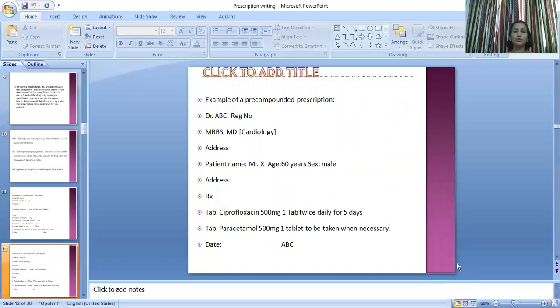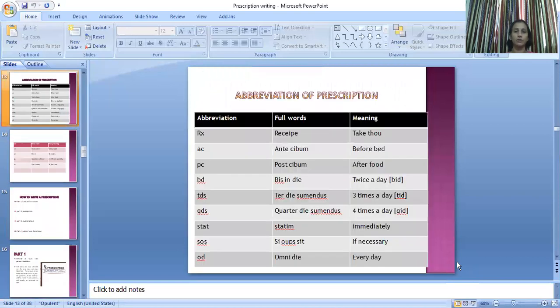The second slide shows the example of a pre-compounded prescription. Here it's also the same format. The only thing is, here we just write the main brand name of the drug instead of the generic name. We won't write the details of the drug in a pre-compounded prescription.